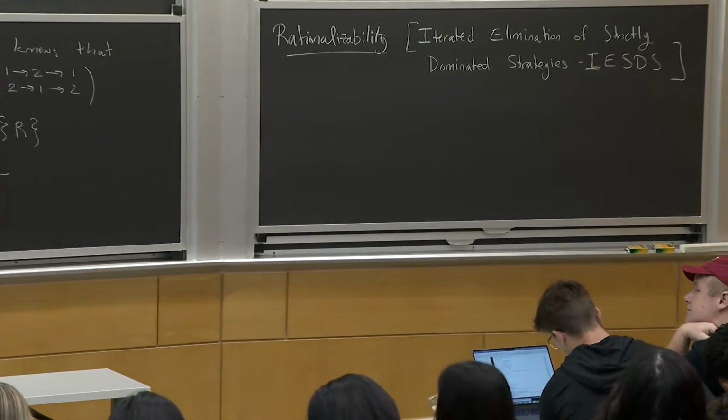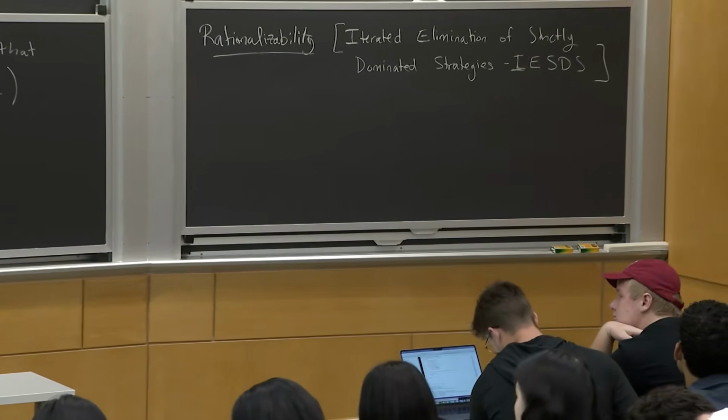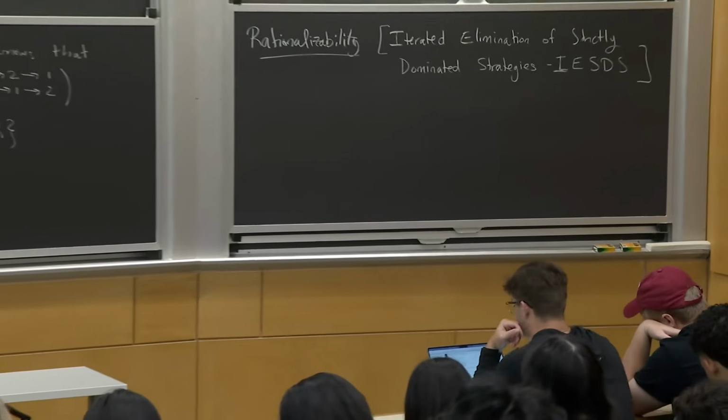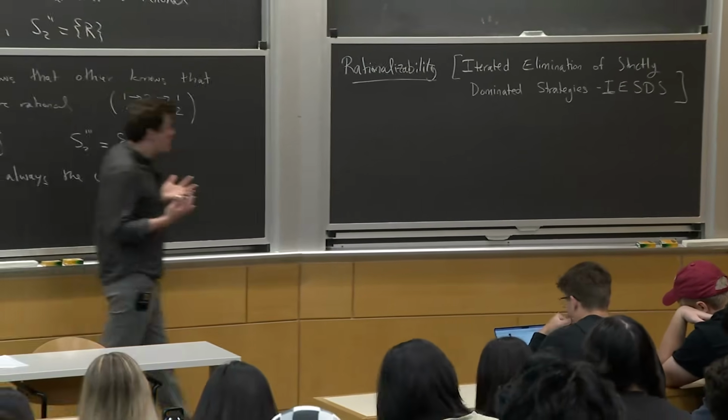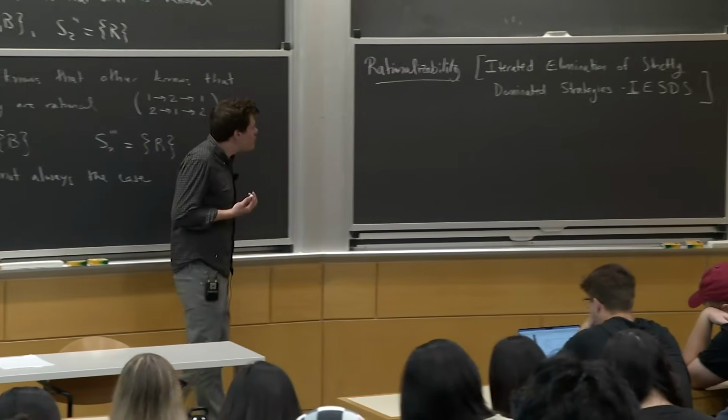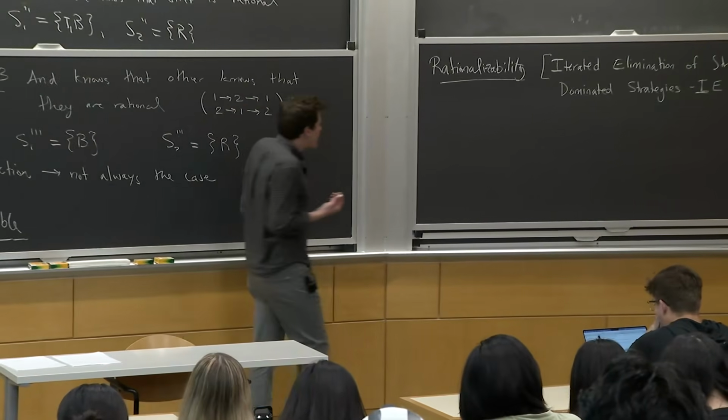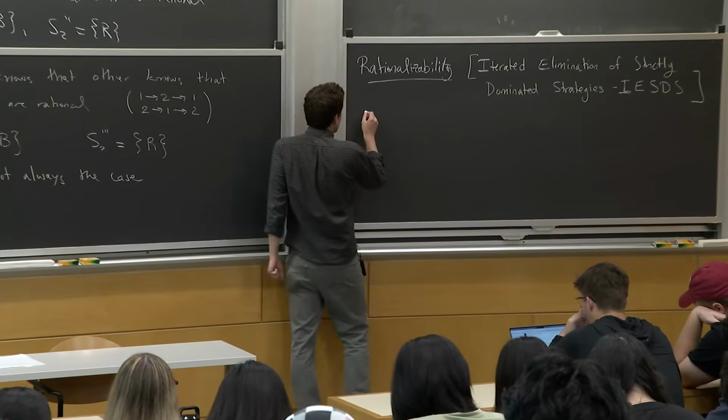To formally define this procedure, we need some notation, right? It was easy in this example to kind of work through it, but to do it more generally, we're going to need some general notation. So we really need two pieces of notation to start. So let's consider player I.